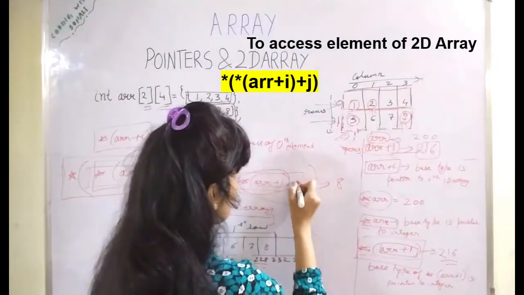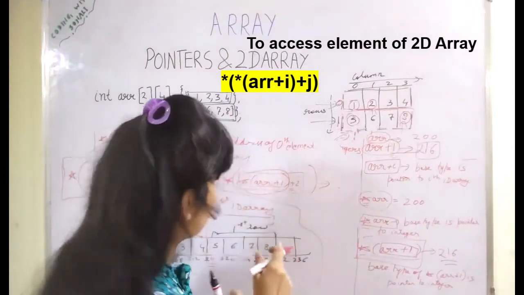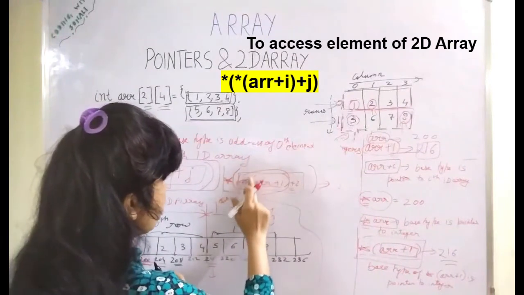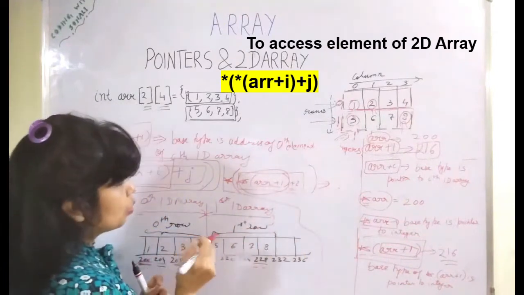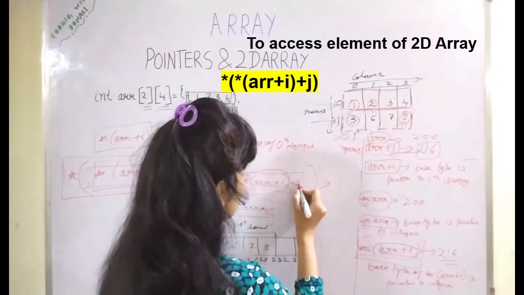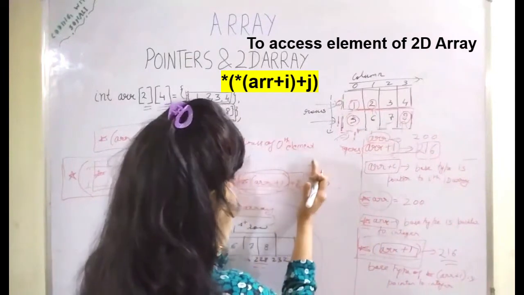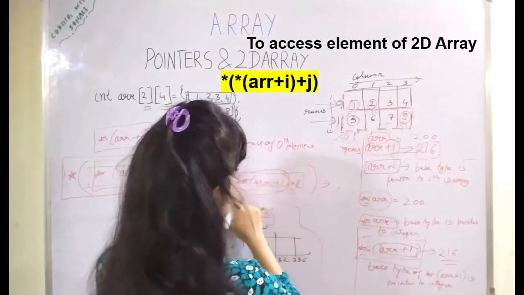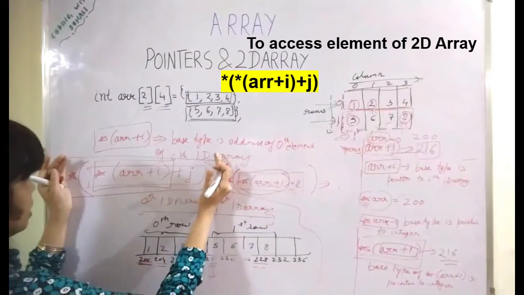If I am doing 2 here and using the same thing, you can understand this expression: star, open bracket, then again star, one more bracket ARR + 1, bracket close, plus 2, and then bracket close. So you can see this total expression will give you the element. If I do 2 here, it will give me the value 7, because this whole expression till this much gave us the address of this element, that is 7. But when I do star, it will give me the value. That is, if you make it generic, you will get this expression.